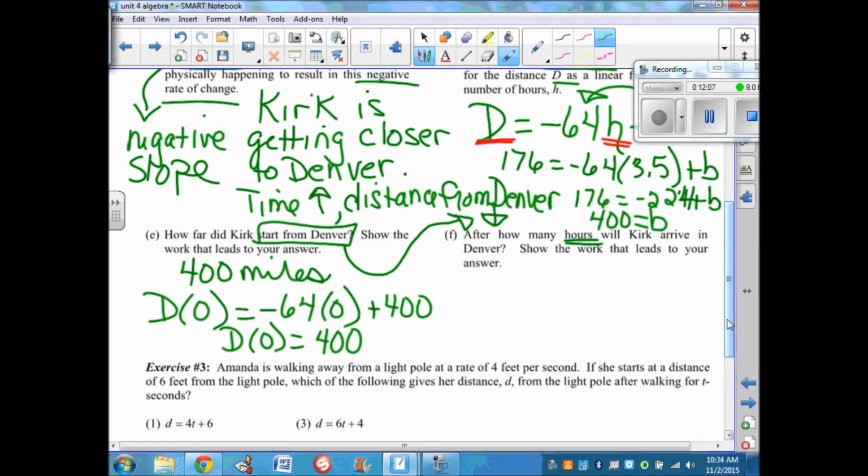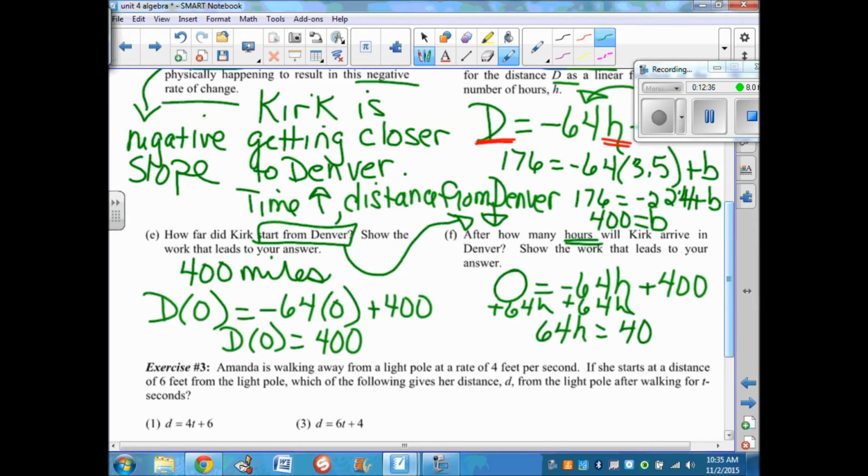Okay. So now when my distance is 0, because he's in Denver, because remember our equation shows the distance from Denver, so he's arrived. Negative 64, how long is it going to take us, H, when we start 400 miles away? I'm going to add 64H to both sides. So 64H equals 400, divide by 64, and I end up with 6.25 hours. Okay, so 6 hours and 15 minutes it's going to take him to get to Denver.